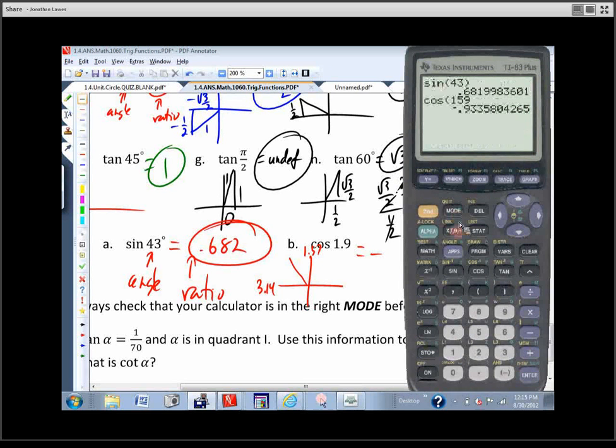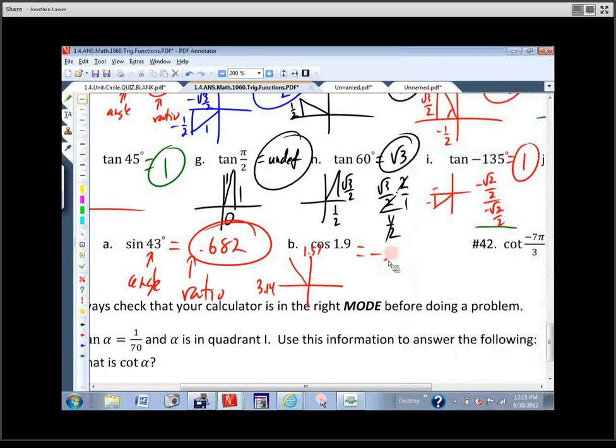You might have to hit the mode button on yours until it says RAD on the screen, depending on what type of calculator you have. And we're going to do cosine 1.9. Got a negative, 0.32. So there's the answer there. Okay, everybody watch, please.